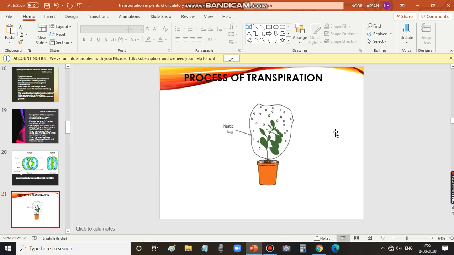This is a simple experiment to show the process of transpiration. If you cover a potted plant with a polythene or transparent cover, after some time you can see that water has evaporated, and you can see the vapor on or inside the cover. This is a simple experiment to show the process of transpiration.